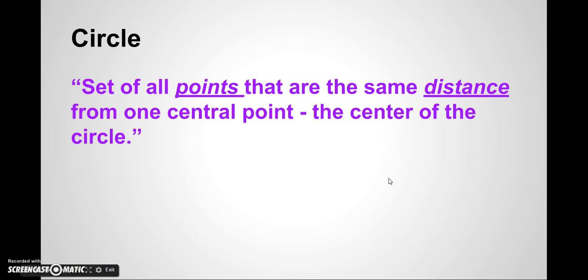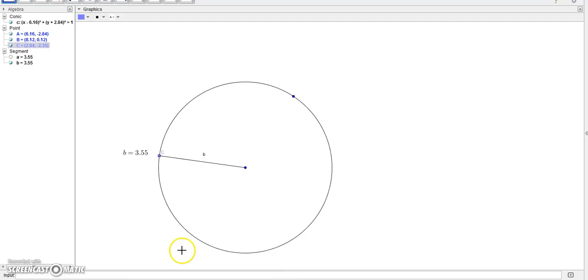Alright, so the next term we want to define is a circle. And this is in fact the set of all points that are the same distance from one central point, the center of the circle. So you can see we've got some of these undefined terms showing up in these definitions. And to help us visualize a circle, I'm going to use GeoGebra here.